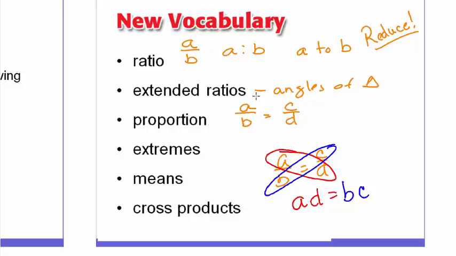We're going to look at some problems today where you have extended ratios. This includes the angles of a triangle, where you're going to be comparing three numbers. We'll also do this with the sides of triangles. Make sure when we're dealing with angles inside a triangle, they equal 180. When we're talking about the sides, we're going to equal it to whatever the perimeter is.